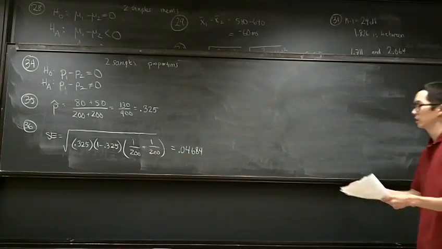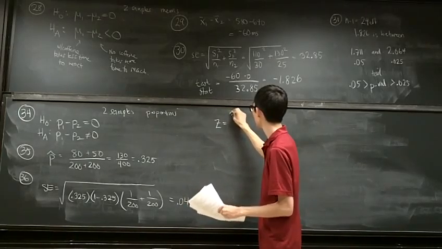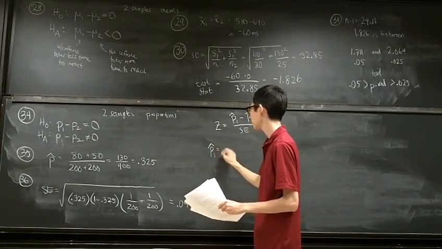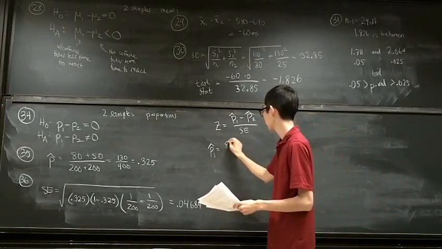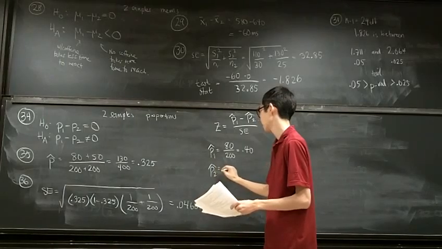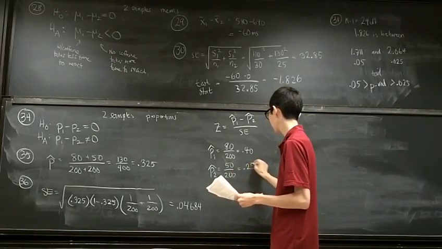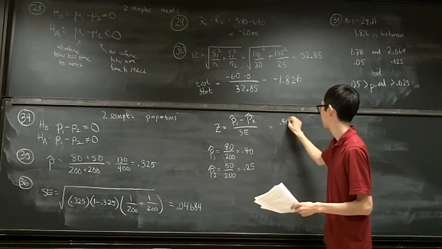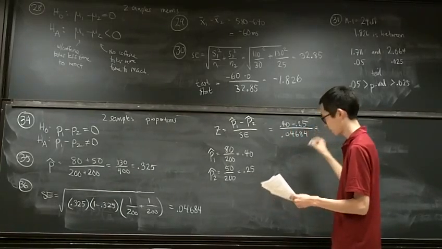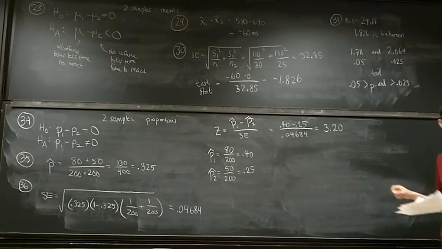But the test statistic, my z-score, is going to be p1 hat minus p2 hat divided by my standard error. So what is p1 hat? This is the proportion of minority employees at the police department, 80 divided by 200, 40%. P2 hat would be the minority employees of the fire department, 50 divided by 200, 0.25. And when I do that, I get a test statistic of 3.20.